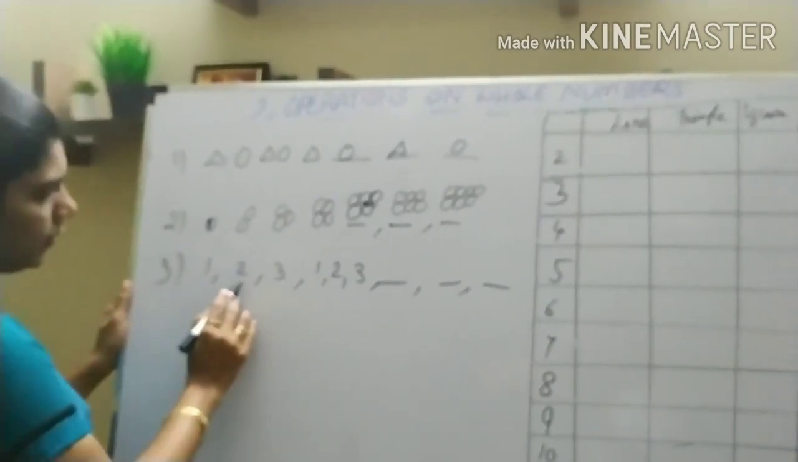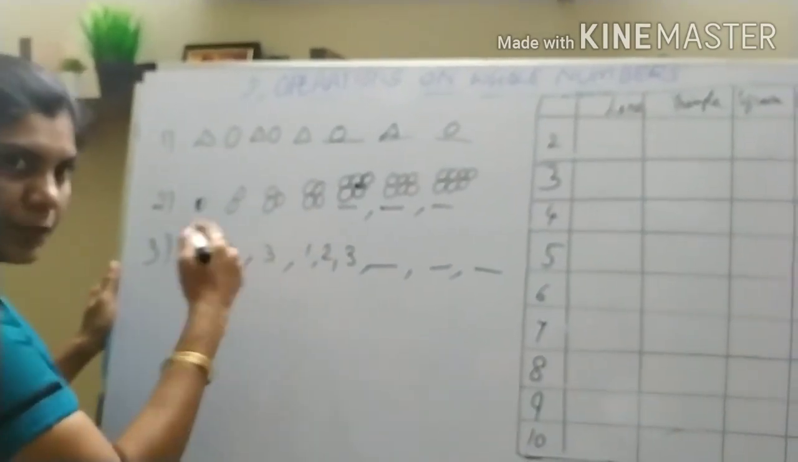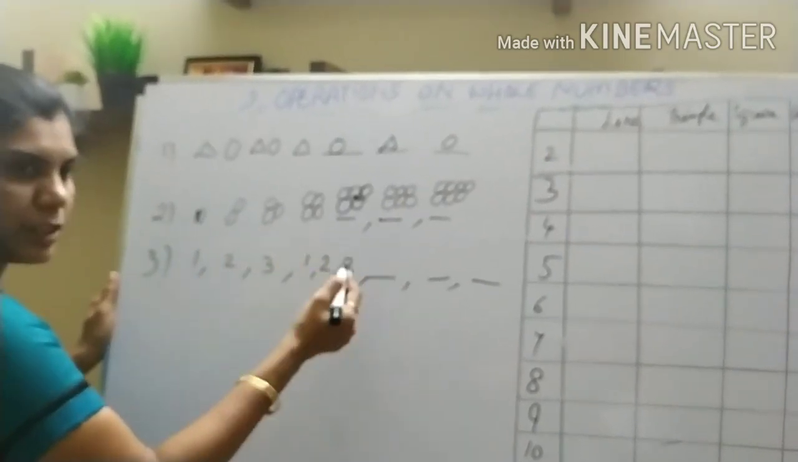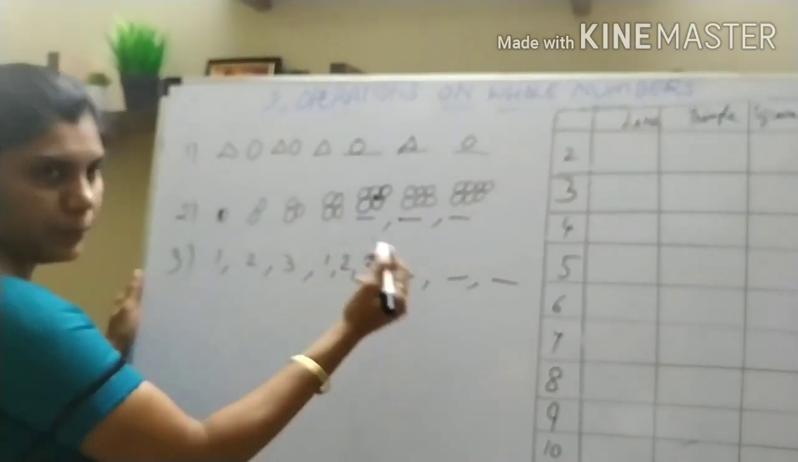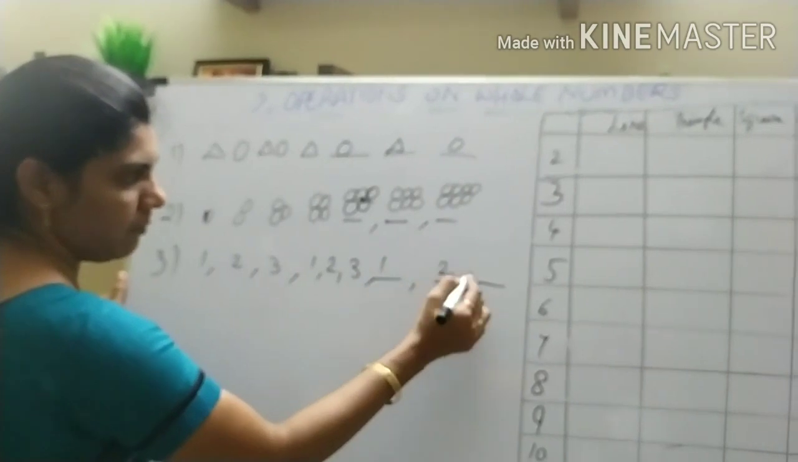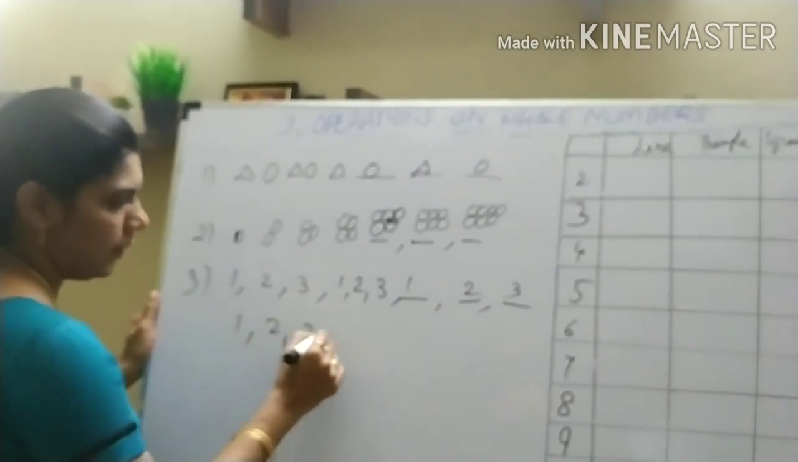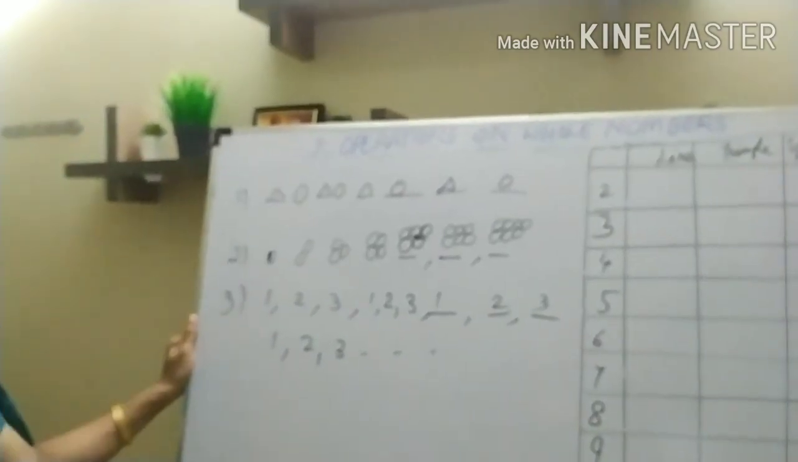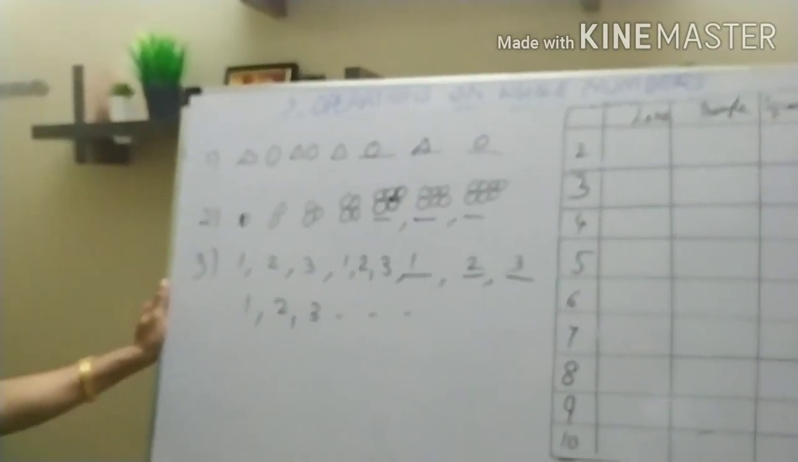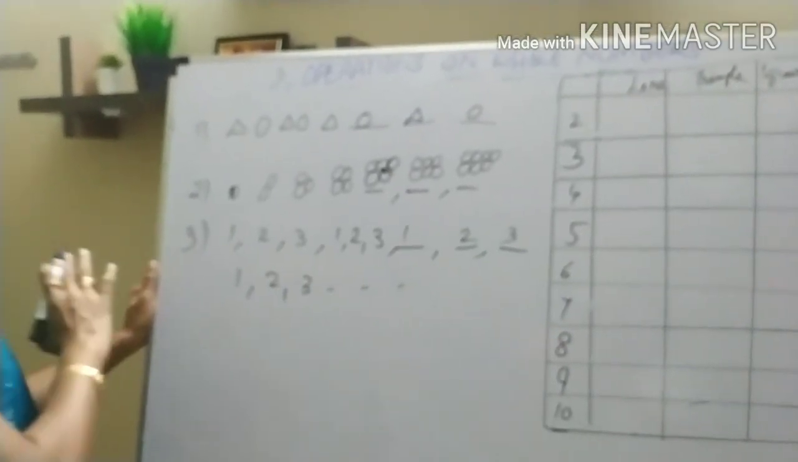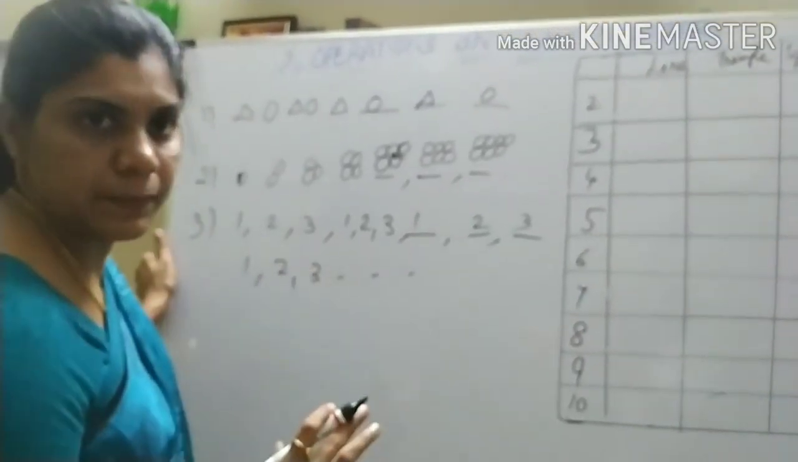See this one, 1, 2, 3. Next, again repeating 1, 2, 3. So if you observe here, the numbers are repeating, 1, 2, 3. So this must be 1. This must be 1. This must be 1. 1, 2, 3. The next also you will get 1, 2, 3. Like that, so these are the patterns. Patterns will be like this.